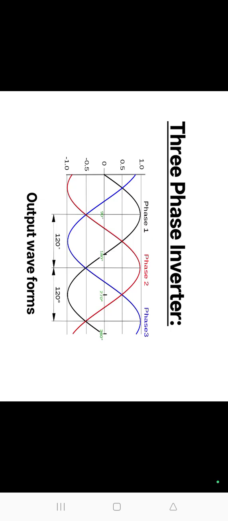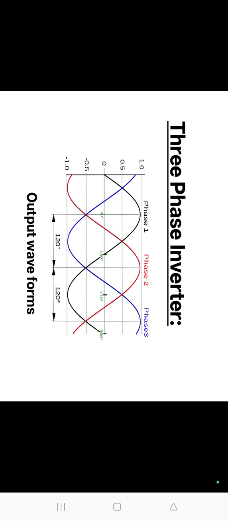Next one is 120 degree conduction mode. In this conduction mode, each IGBT conducts for 120 degrees. At any instant of time, only 2 IGBTs remain on. Here also the gate pulse indicates the conduction period of each IGBT. Here 6 commutations per cycle are required.